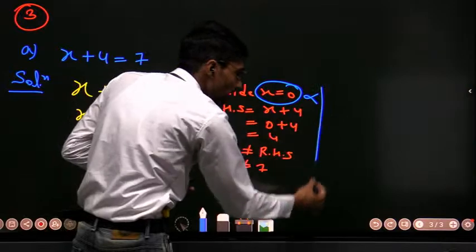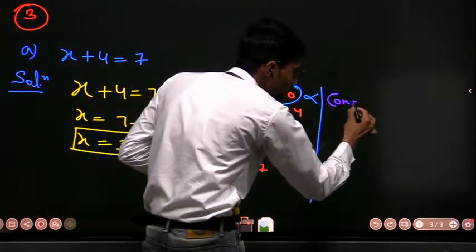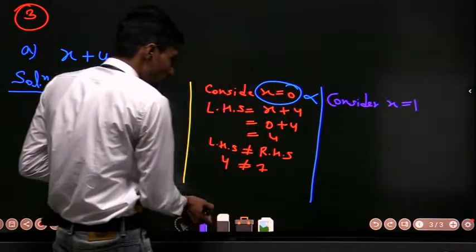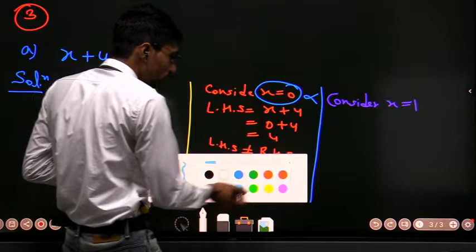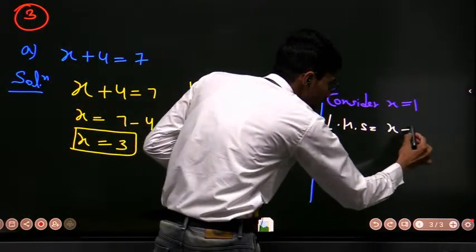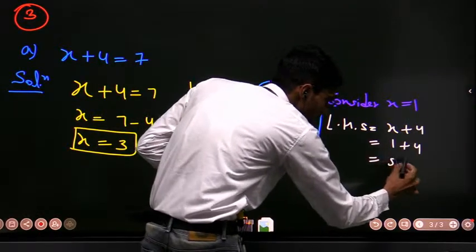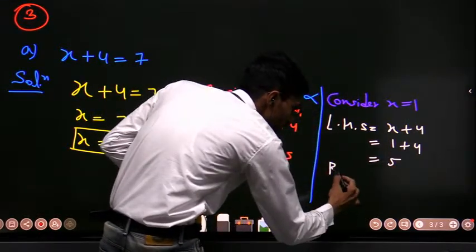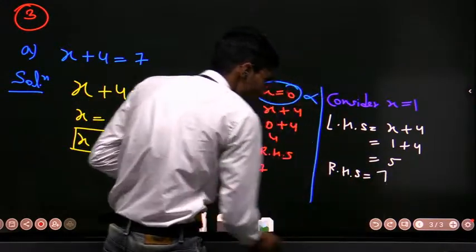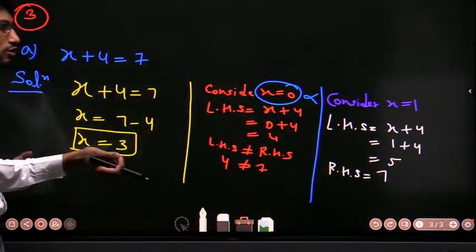Next, you have to consider x equals 1. Again you have to check the LHS value. LHS is equal to x plus 4. So you consider x value 1. So what is coming there? 5. And the RHS value is 7. So again LHS is not equal to RHS.